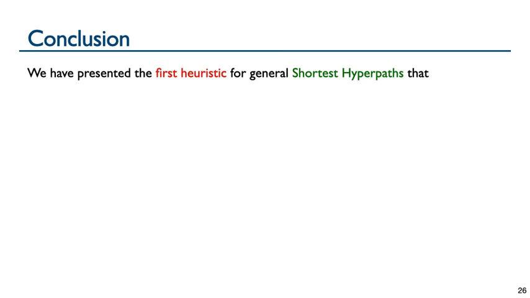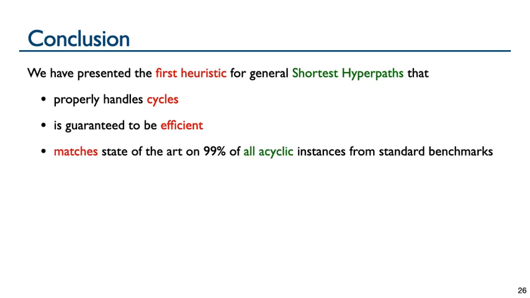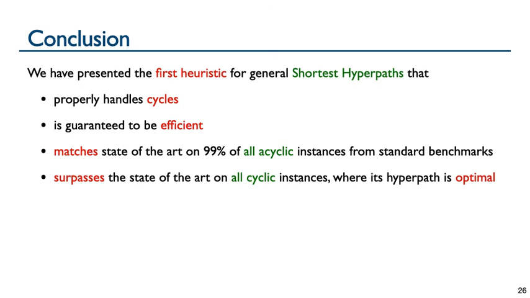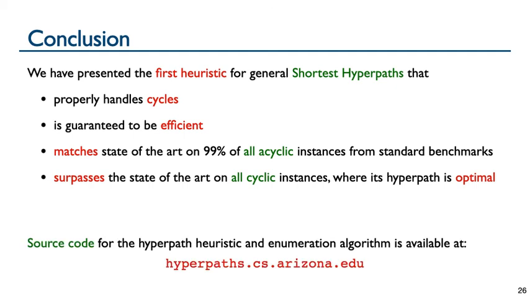In this talk, I have presented the first heuristic for the general shortest hyperpath problem that properly handles cycles instead of only allowing acyclic hyperpaths, that is guaranteed to be efficient instead of having possible exponential running time, and that matches the state-of-the-art MILP on 99% of all acyclic instances, and that surpasses the state-of-the-art on all cyclic instances, where the state-of-the-art returns no solution. And we have shown experimentally that the heuristic hyperpath was optimal. Source code for our heuristic, along with the datasets used here, is available at hyperpaths.cs.arizona.edu.